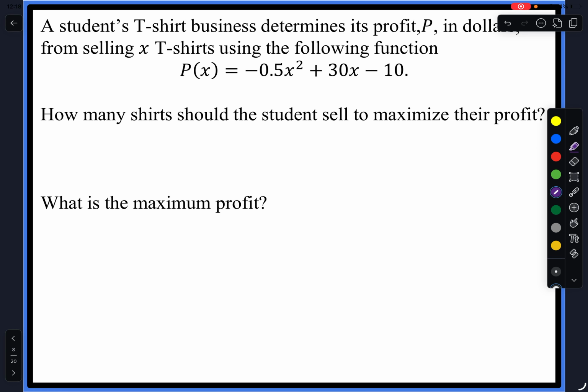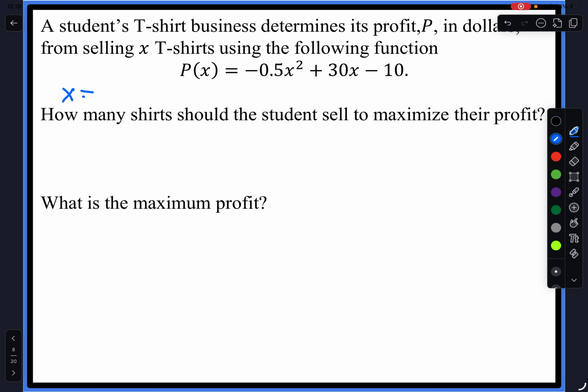Hello, for this example, I'm going to help you answer a question very similar to the one that you have for homework yourself. I have here that a student's t-shirt business determines its profit in dollars from selling X t-shirts using the following function. So P represents the profit and X represents the number of t-shirts. That's again very important to interpret when doing these real world scenarios. Understand what the variables represent.